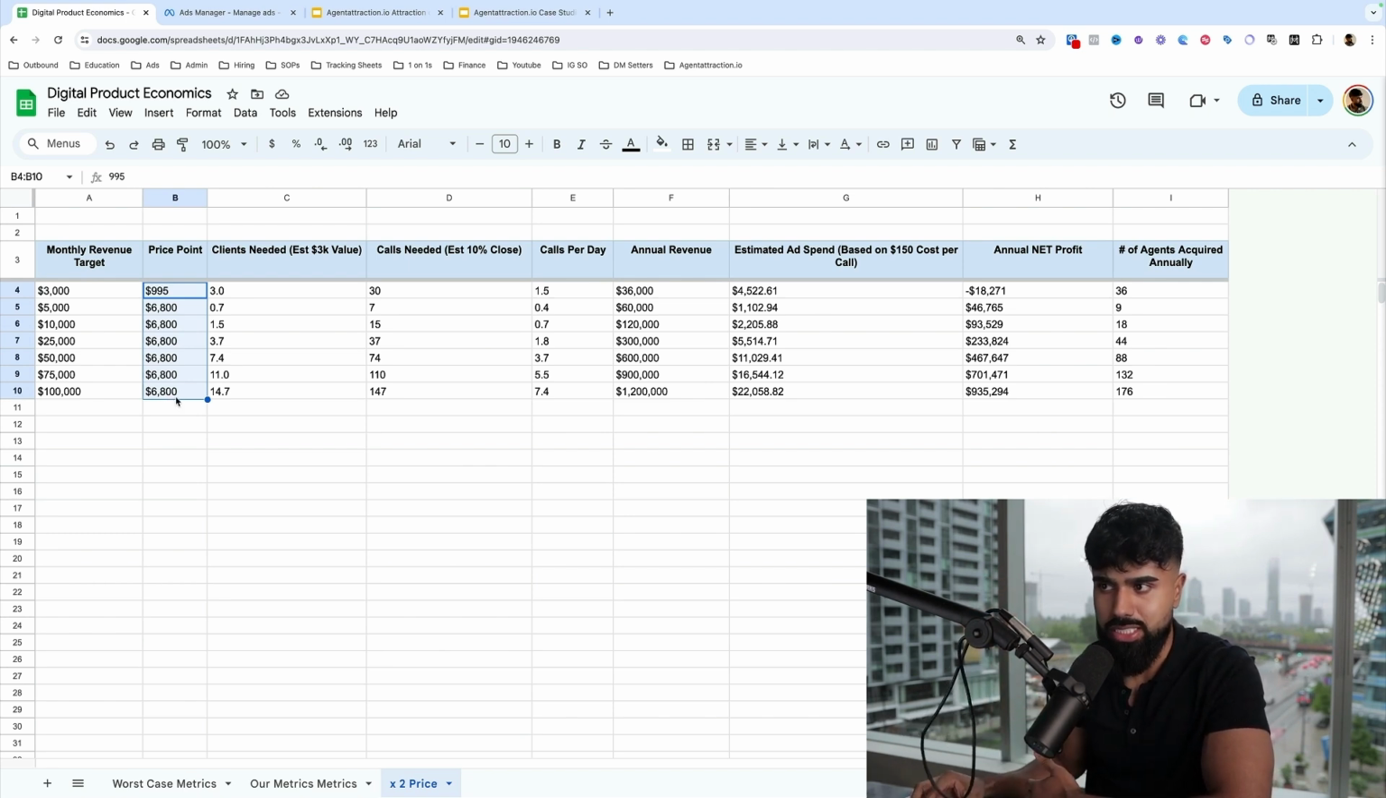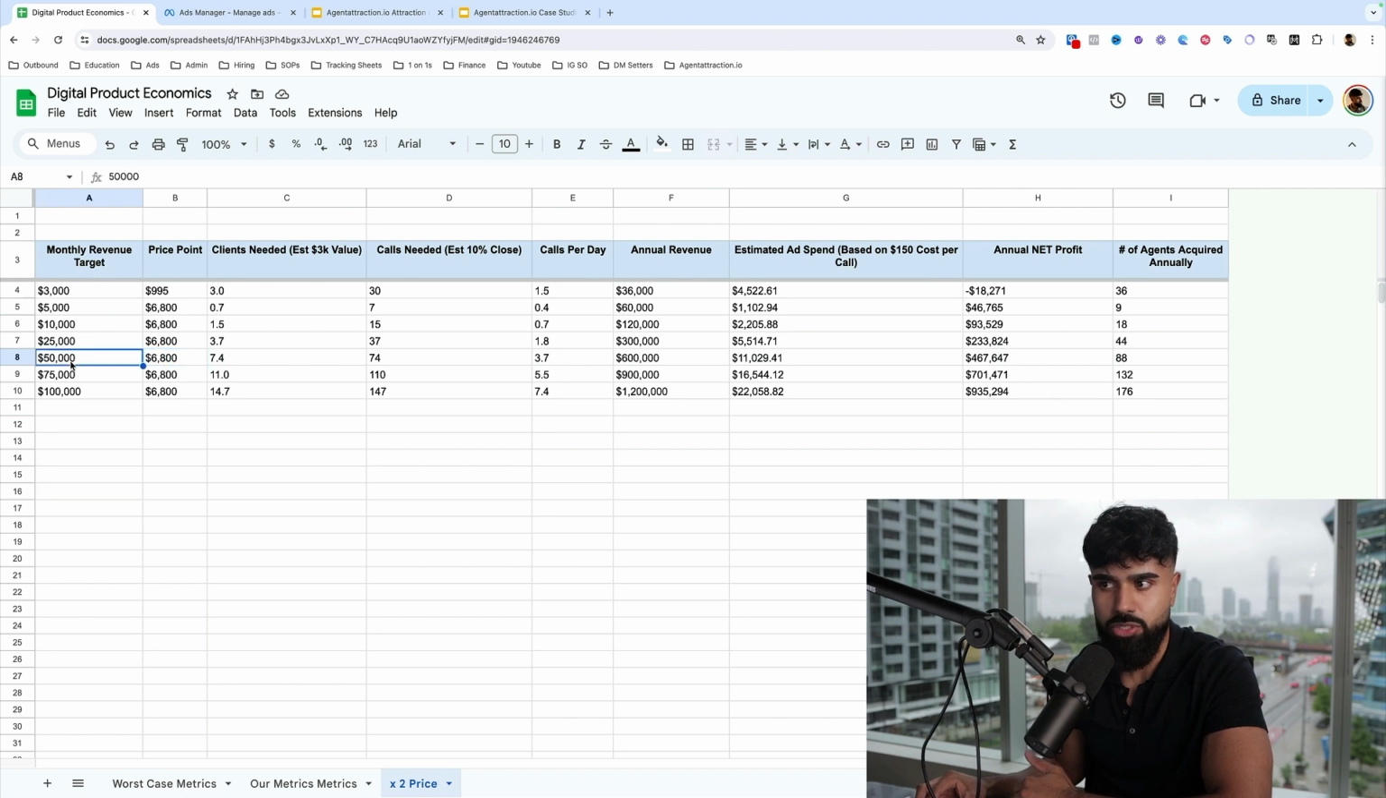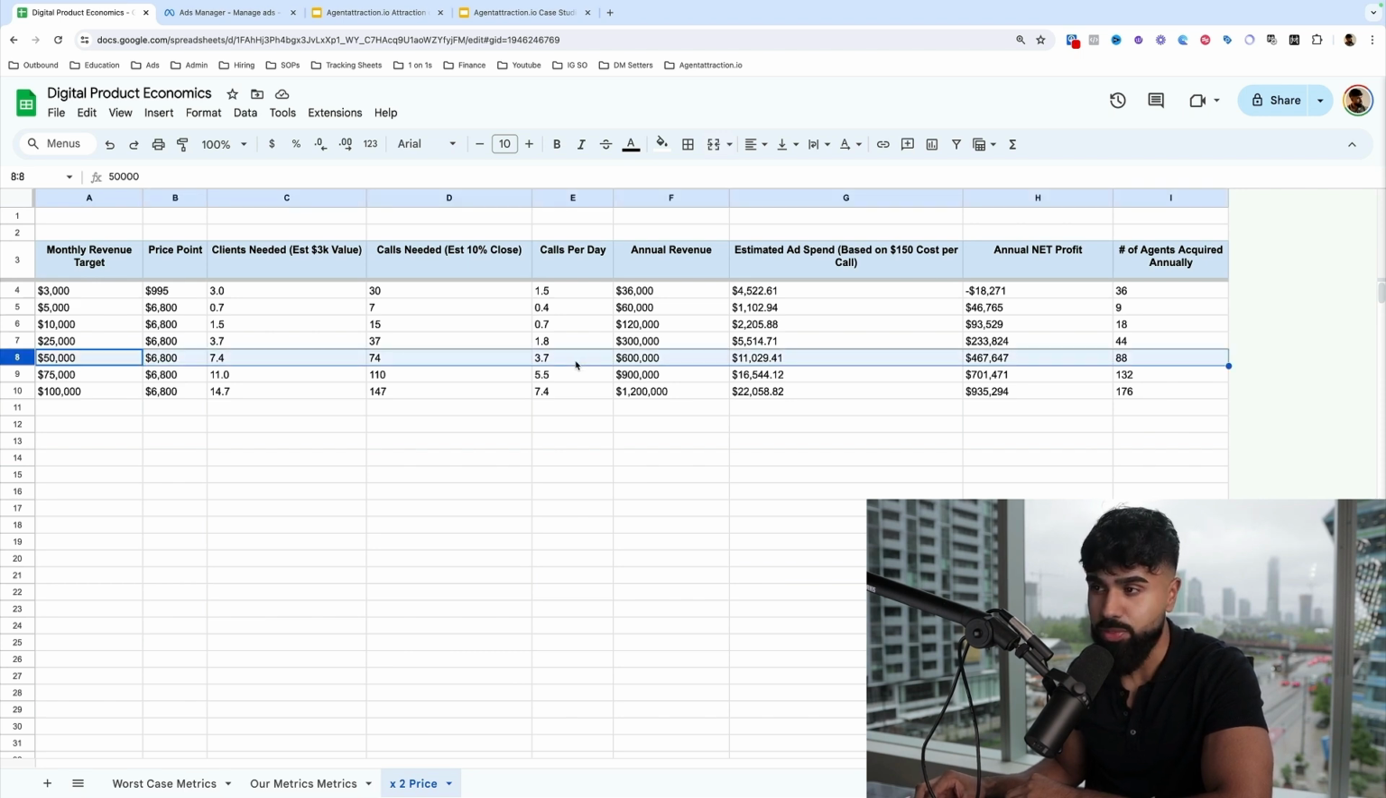So if you're charging $6,800 like a lot of our clients are charging, in order to make $50K a month, you only need about 7 sales. Think about that. If you're charging $6,800, you only need 7 sales at that price point to make $50K per month in revenue. That's about 1 to 2 sales per week. And let me tell you, if you're taking 3 calls a day, it's not difficult to make 1 to 2 sales per week. At the end of the year, you'll do about $600K in revenue.